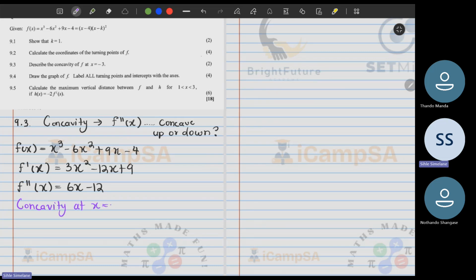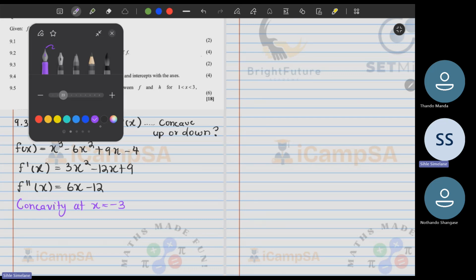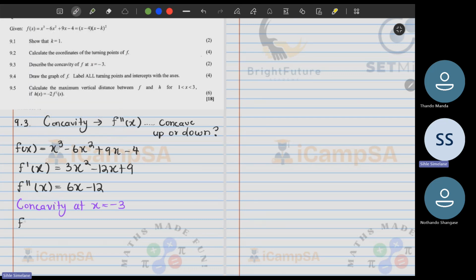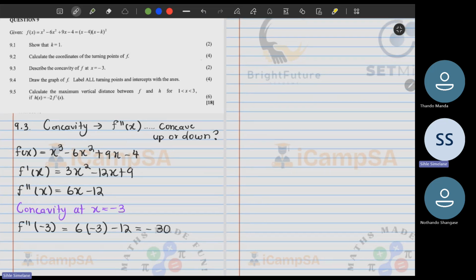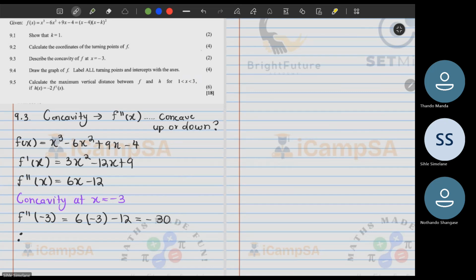at x equals -3? So we are going to have a look at our second derivative at -3. So we're going to have 6 into -3 minus 12, which is going to be what, guys? 6 by 3, that's 18 minus 12. Is that -30? Yeah. So what we have is -30. So our second derivative at this point is -30.